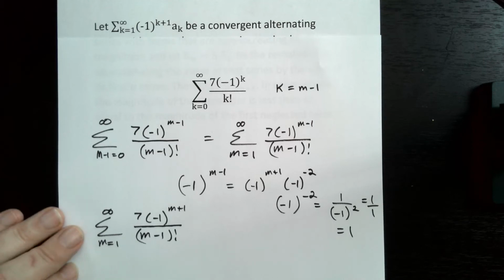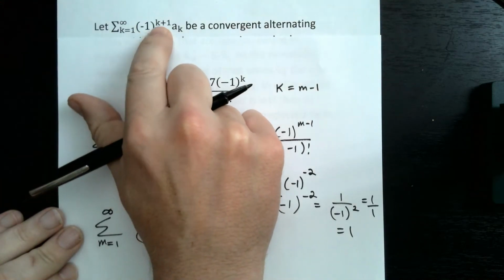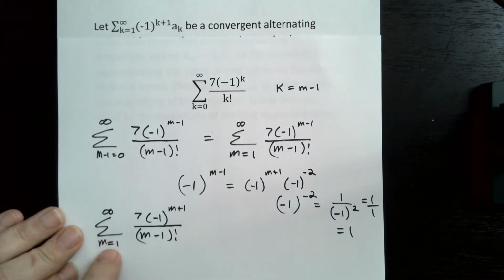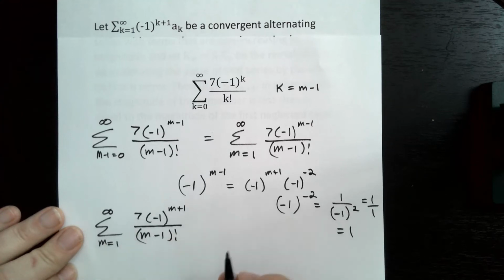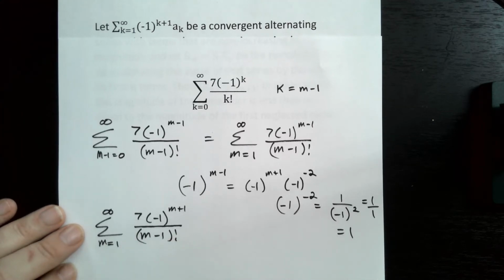Okay, so we've got the negative 1 raised to the m plus 1, which is like this, negative 1 raised to the k plus 1, and we're also starting the series at 1, just like this. So we've got it pretty much done. So if we do that, what's our a sub k? And we'll call it a sub m instead of k, since we're dealing with m.